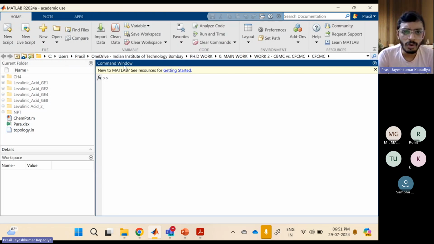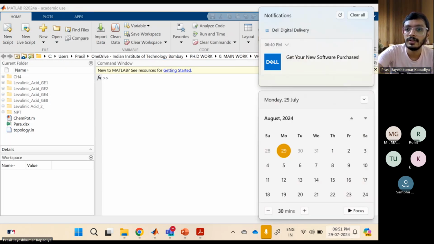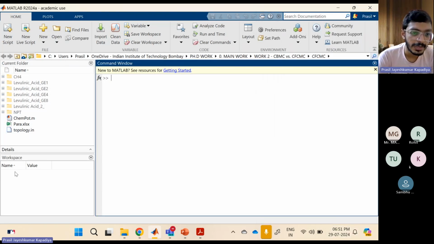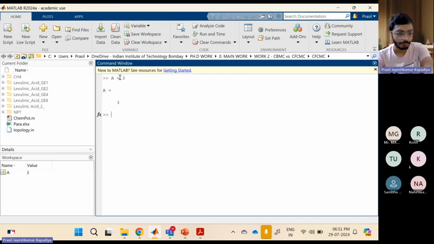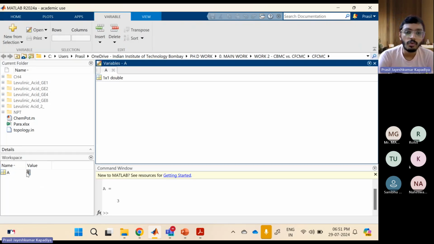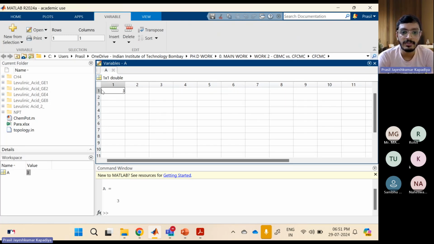Now, where my cursor is right now, that is called the command window. And this is called the workspace. Okay, so let's say I'm writing a = 3. As soon as I write a = 3 in the command window, that variable a is stored in this workspace. If I click here, what is a? a is a 1x1 matrix, with one row and one column.